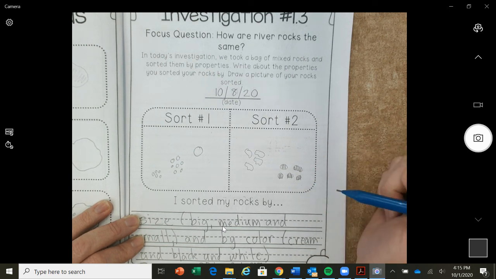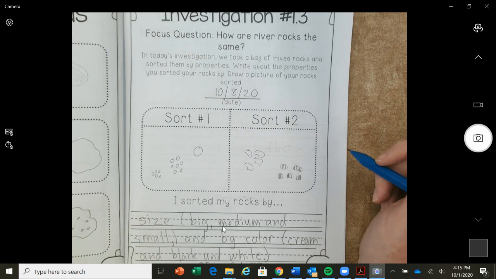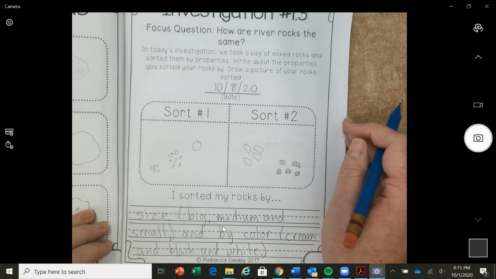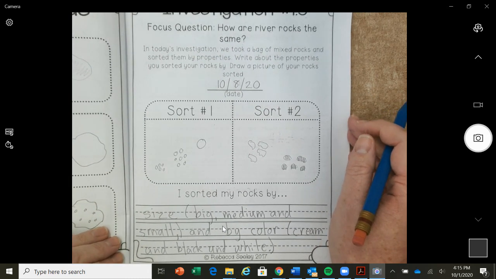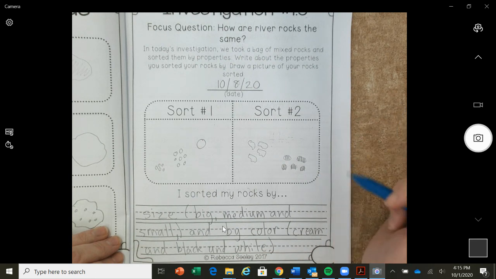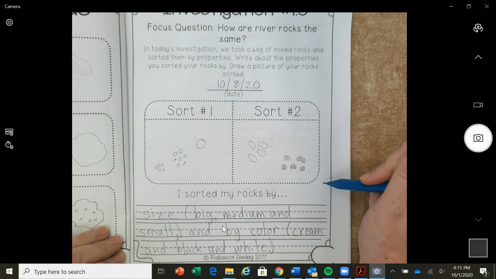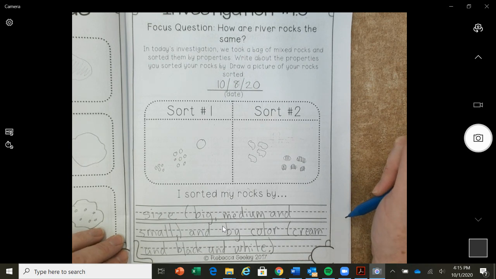So I want you to sort your rocks the way that works best for your rocks, okay? You can copy mine if you want, but I would like you to sort your own rock collection so you have an idea of the kind of properties that your rocks have.